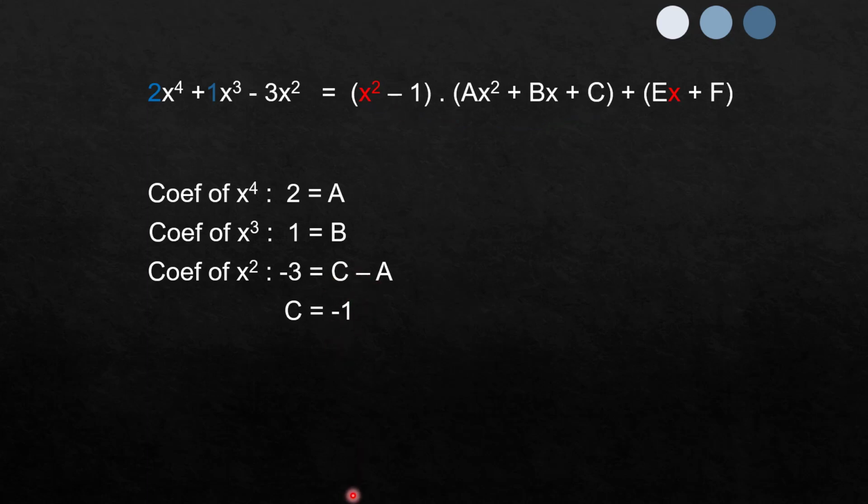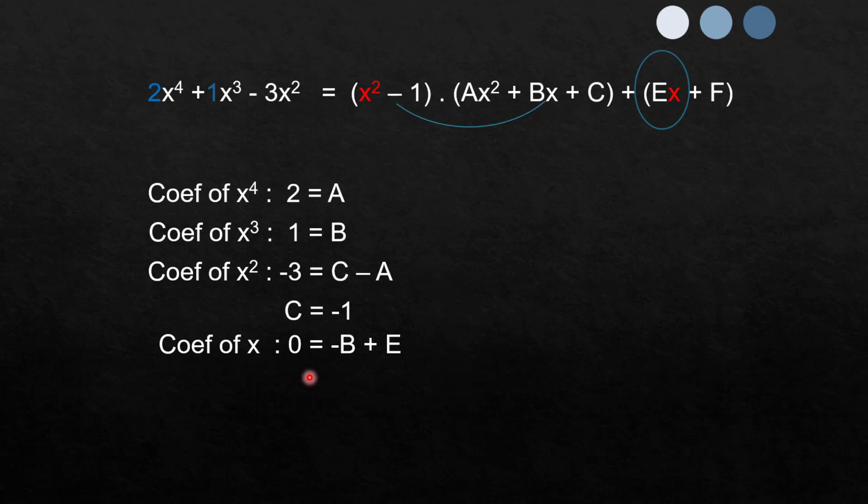Next, for the coefficient which produces x, we have minus 1 and bx, and don't forget we add it with the ex in here, so that the coefficient of x, which is 0 at the left, is minus b plus e.